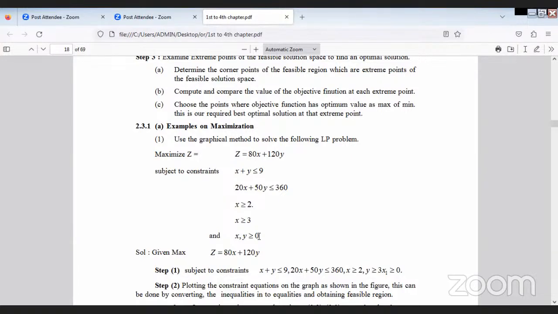Z is equal to 80x plus 20y, subject to x plus y less than or equal to 9, 20x plus 55y less than or equal to 360, x greater than or equal to 2, y greater than or equal to 3, x, y greater than or equal to 0.